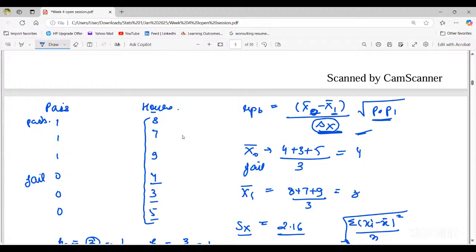Delta x is the standard deviation, right? Delta x, it is not delta, it is S only. Okay, Sx. It looks like that. Now you got it? Yes, ma'am. So this was the last topic.